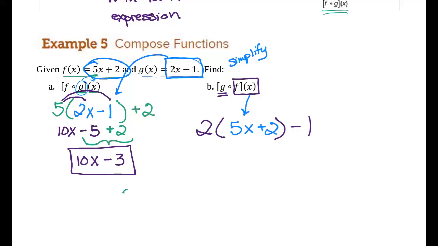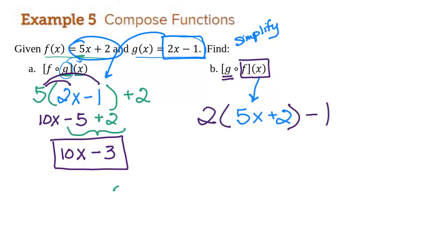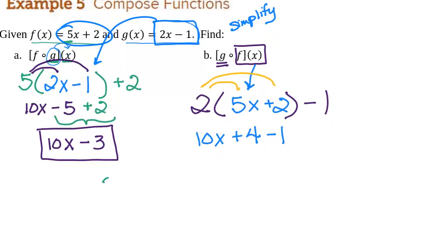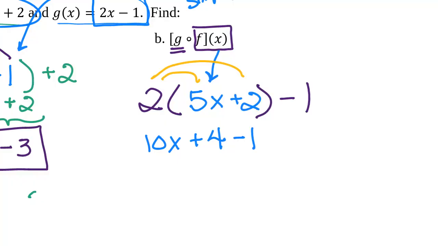So how would I simplify here? What would I need to do? Distribute. Yes, so you're distributing the 2 with these two terms here. 2 times 5x is 10x. 2 times 2 is 4. I don't distribute with the -1. I just put that at the end. And then you need to check, do I have anything else that I can simplify? Yes. You've got 2 constants here. So 4 minus 1 is 3. And the 10x stays in front.